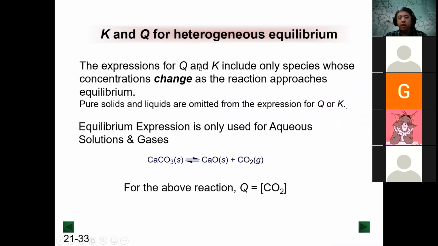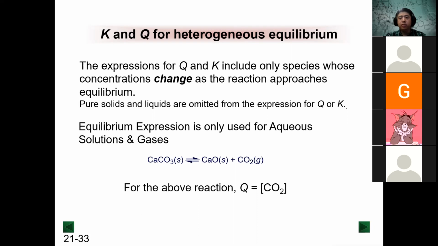Relation between Q and K. When Q is less than K, it will shift to the right. In other words, it will drive the forward reaction moving forward. If it is greater than K, it will shift the reaction to the left. And when we're writing values of K and Q, the solids and the liquids do not get included in our equations.